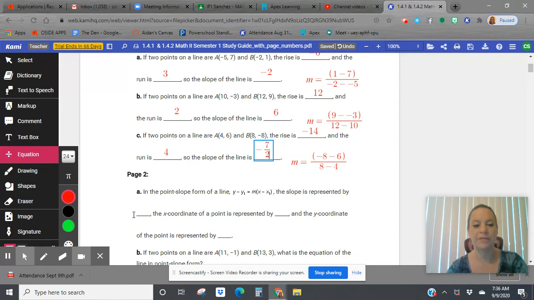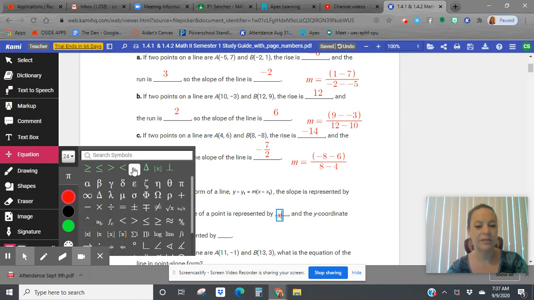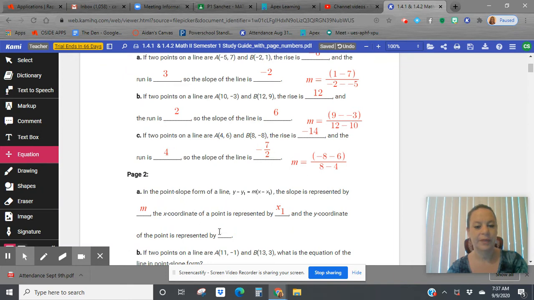Okay, so hopefully you remember that formula. In the point slope form of a line, the slope is represented by blank and the coordinate is represented by blank and blank. So here I go. Slope is m in the formula. And the coordinate of the point is your x1 and your y1. So I'm going over here in Cami to the little sub. It helps me put in a sub 1 if you want to. And then y1, y sub 1.